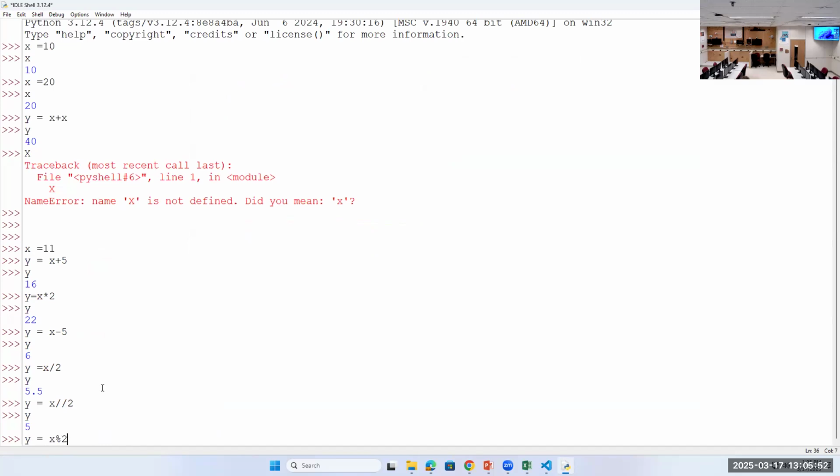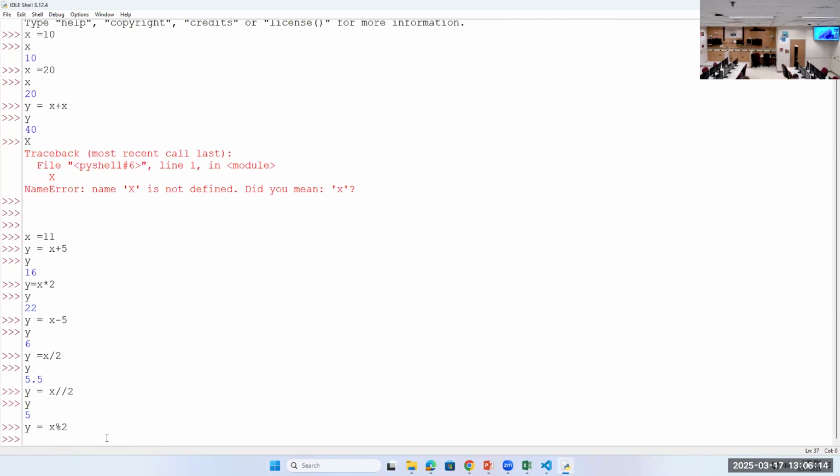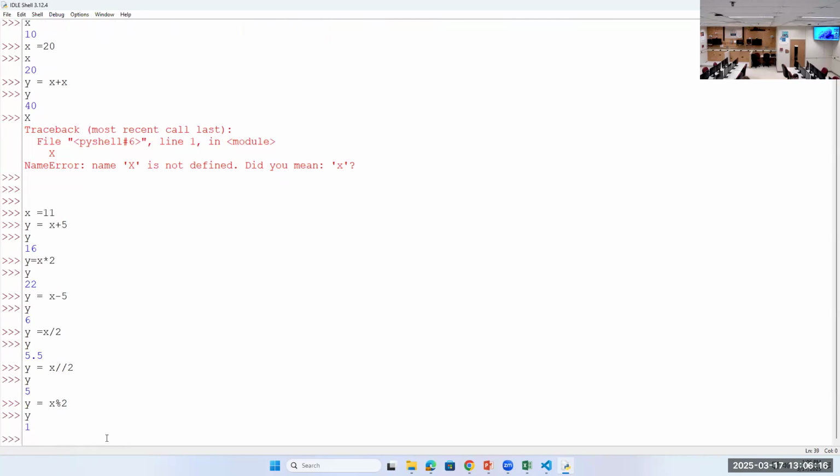If I have x is 11, right? And I modulo number 2 here, what do you think? What do I have for y? Here, the remainder: 11 divided by 2, what is the remainder? Number 1, right? So see, you have number 1. So that is the process.